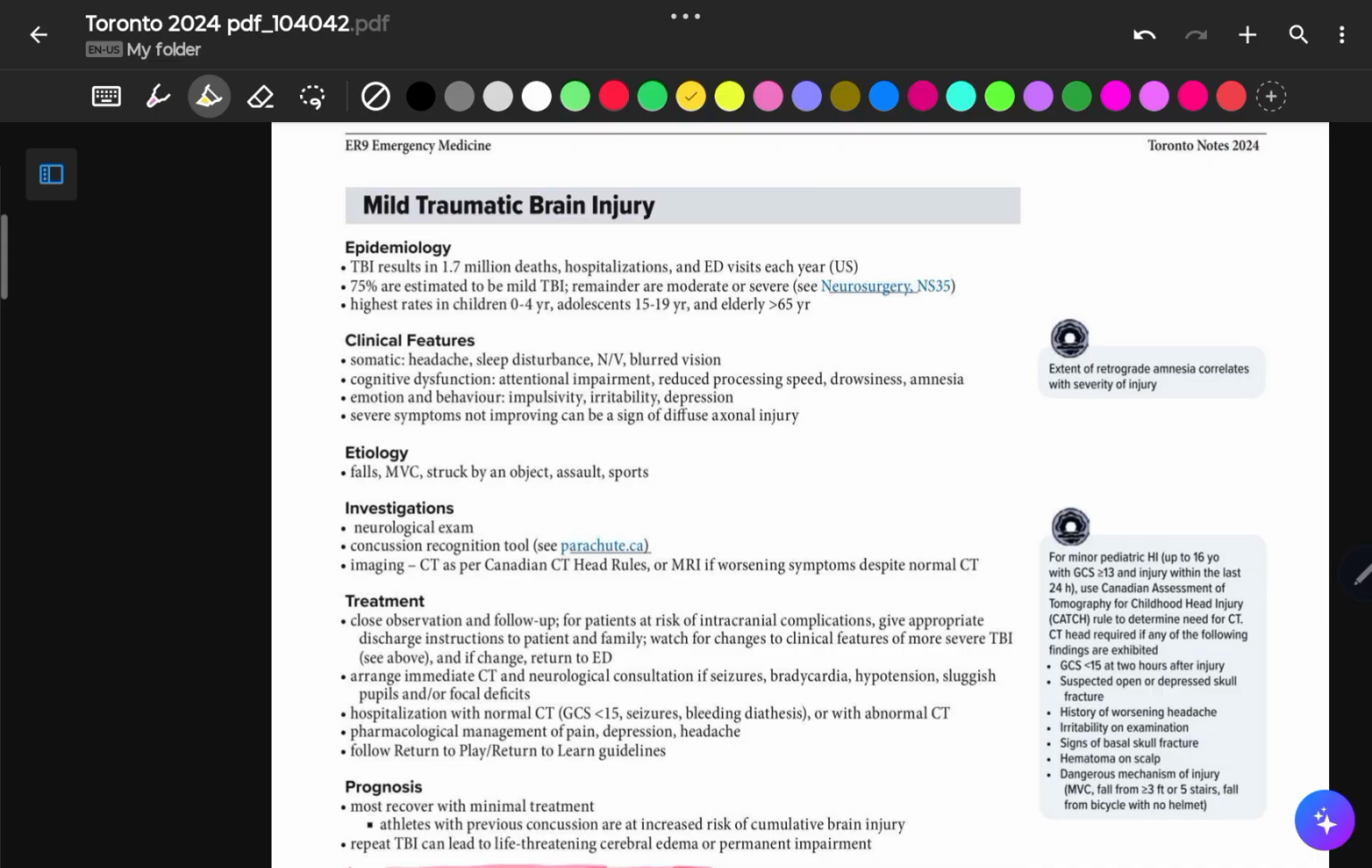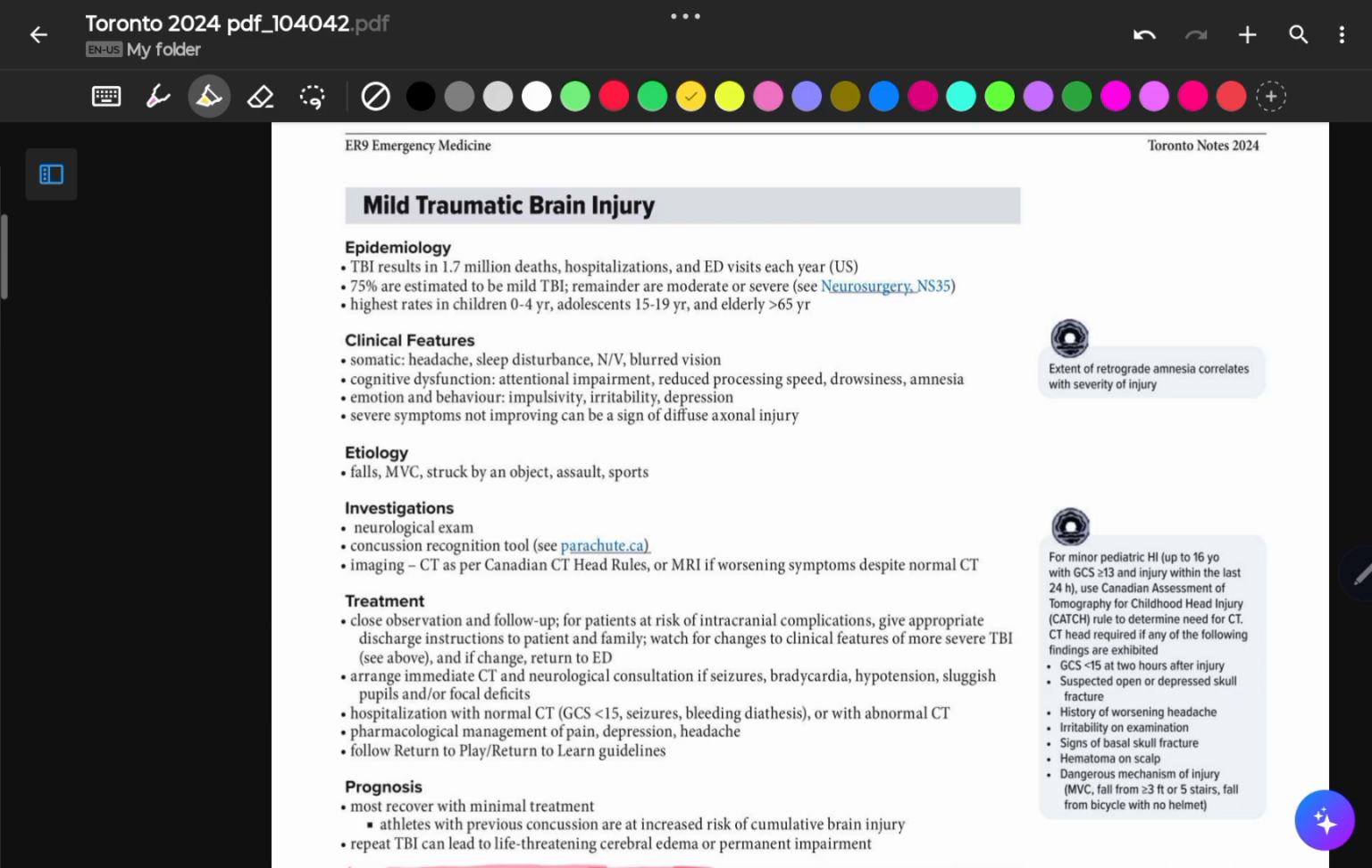So, what are the clinical features of a patient presenting with a mild traumatic brain injury? They are going to have somatic symptoms, which are headaches, sleep disturbance, nausea and vomiting, blurred vision. They also can have cognitive dysfunction, which means attentional impairment, reduced processing speed, drowsiness, amnesia. They can have emotional and behavioral symptoms such as impulsivity, irritability, depression. And severe symptoms not improving can be a sign of diffuse axonal injury.